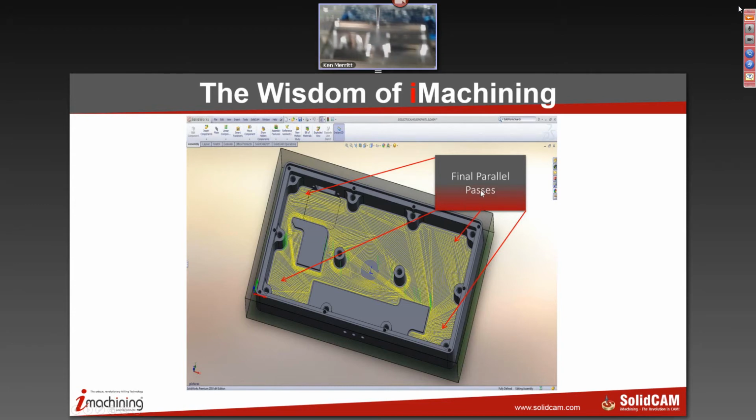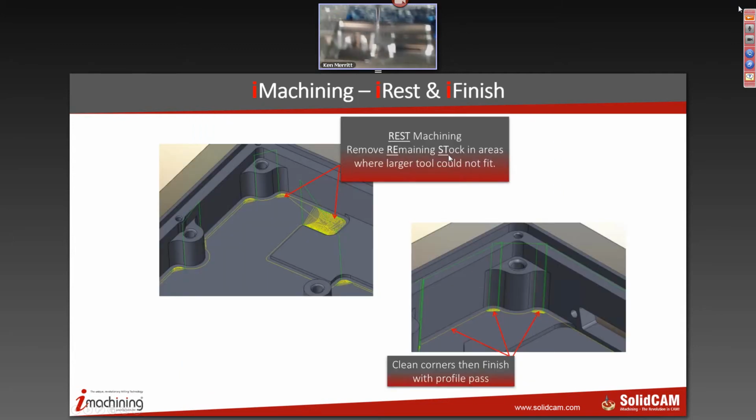And so even when we do have to go into the final parallel passes, we're going to optimize that for you as well. And then, of course, we cover rest machining, getting rid of the remaining stock. If you wanted to cut this with a larger tool, come back in with a smaller tool to finish those areas where the bigger tool didn't fit. We do that very, very effectively with iMachining.